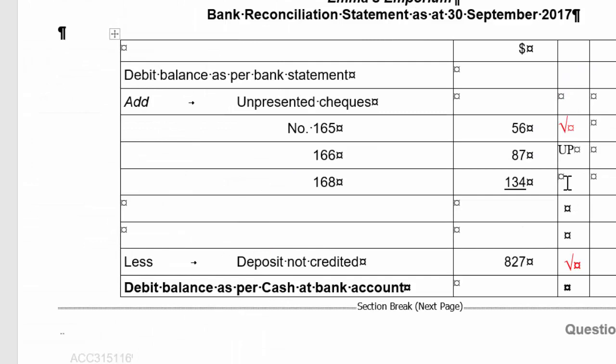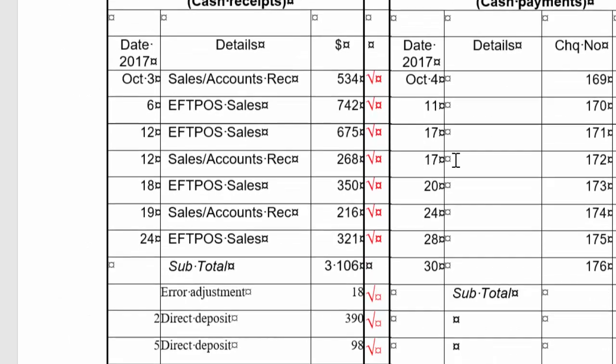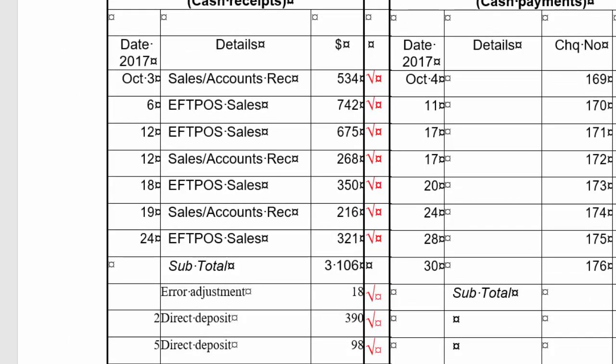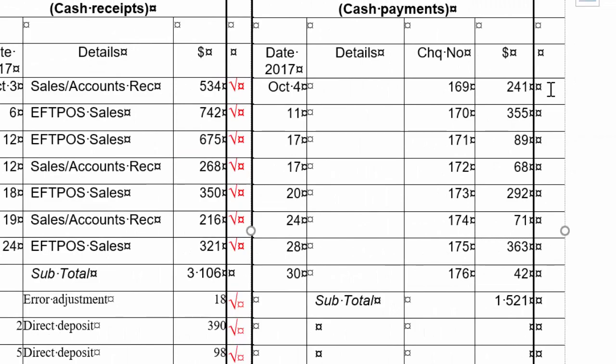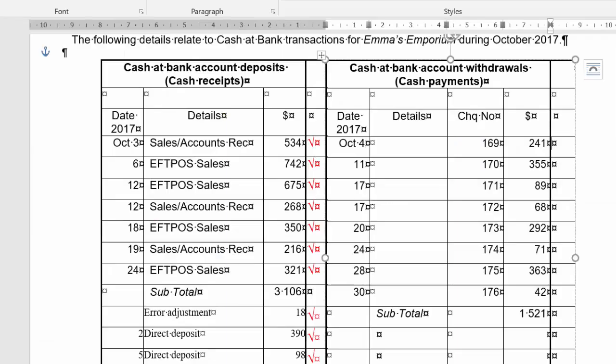Okay. So now I've dealt with the old checks. Now I'm going to go back to my cash payments and see whether any of these are in the bank statement. So let's have a look. 169, that's there, and so on. So I'm going to pause again and complete that process, the one I've just started.